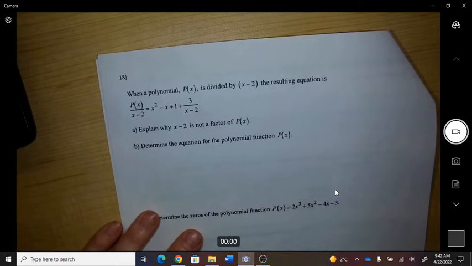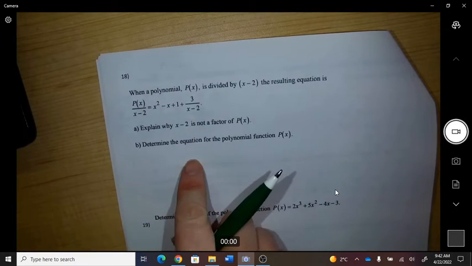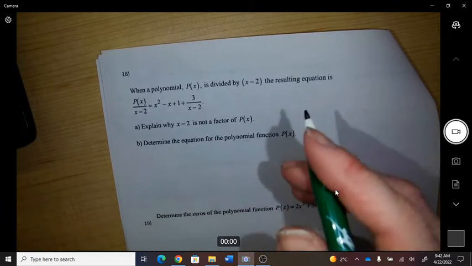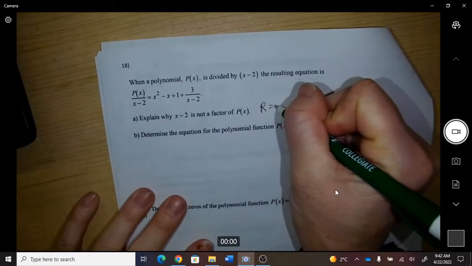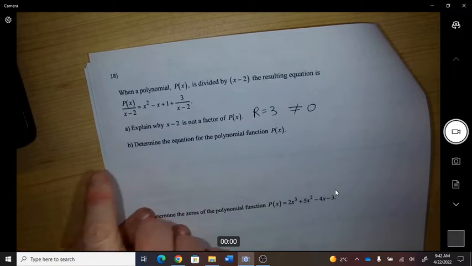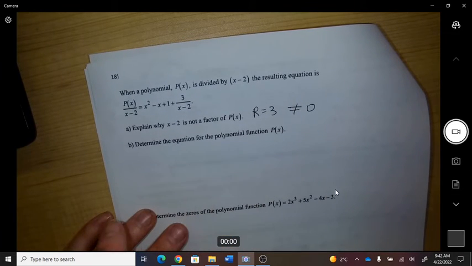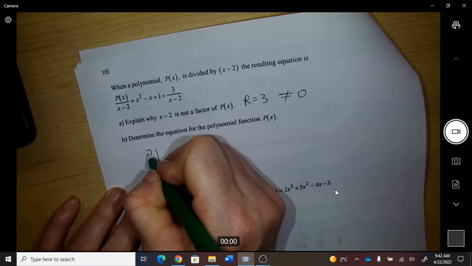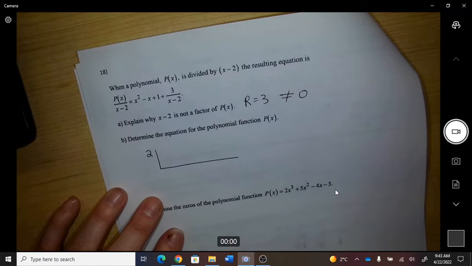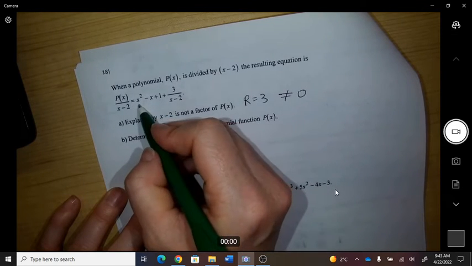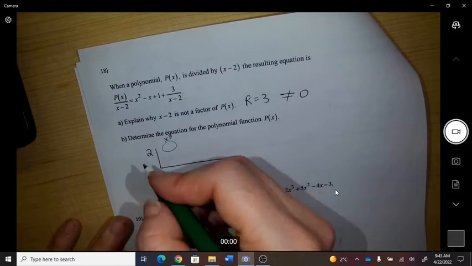When a polynomial is divided by x minus 2, this is the result. Explain why it's not a factor. Because the remainder equals 3, which is not 0. Determine the equation for the polynomial. Okay, so if I'm dividing by x minus 2, there would be a 2 there. So this would be a cubed, because the division result was a squared, so it starts as a cubed.